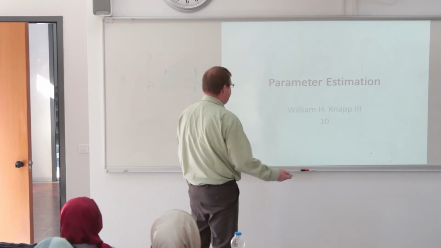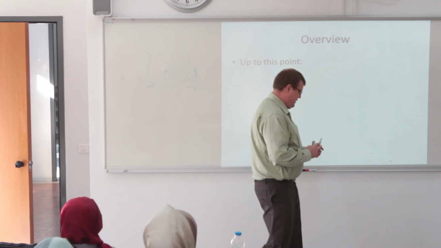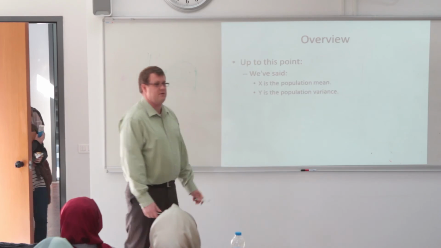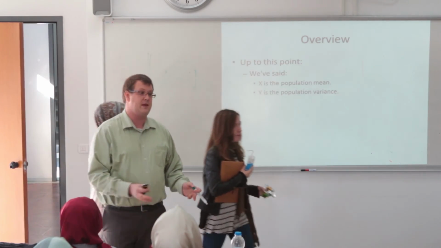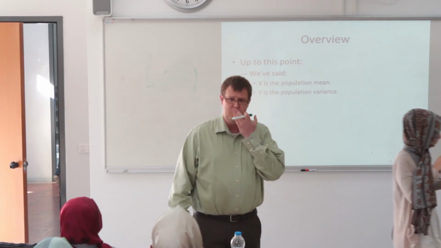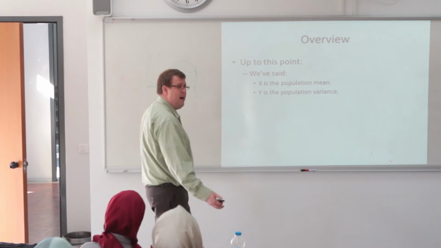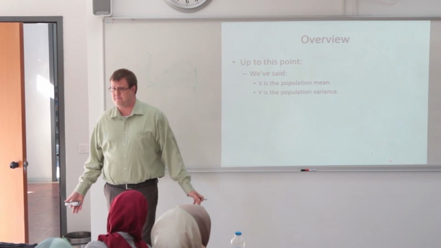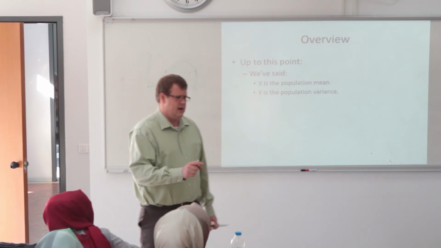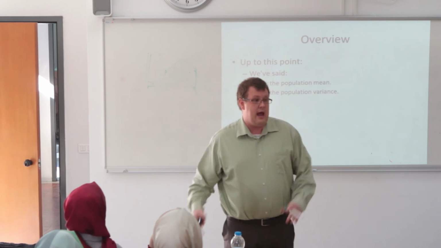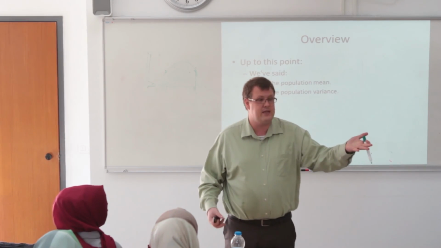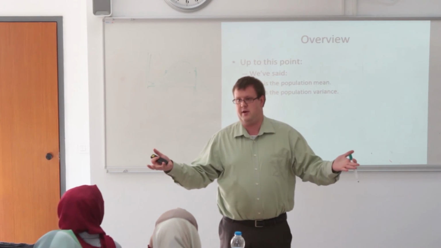So, in previous classes, we've said things like the following. This is the population mean. We have IQs. The population mean is 100. We also say that something else is the population variance. Okay, we're dealing with IQs, so the variance is going to be 15 squared. And I'm giving that to you. Here's the population mean. Here's the population variance.